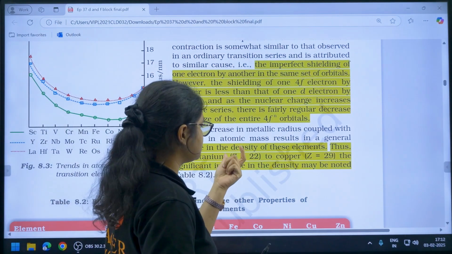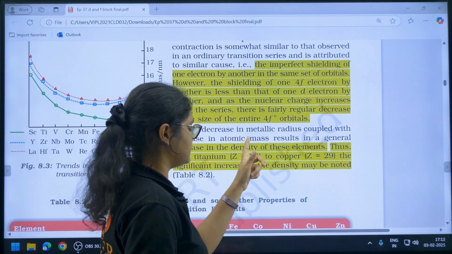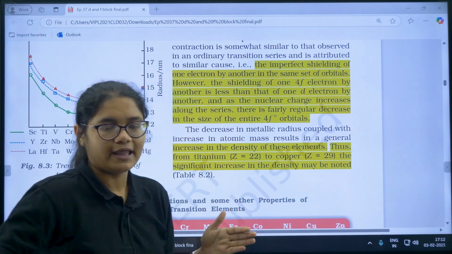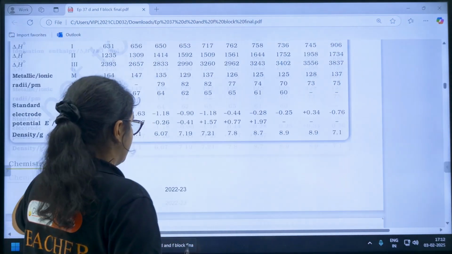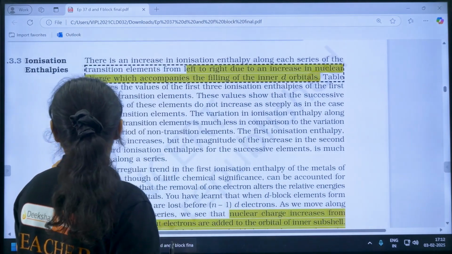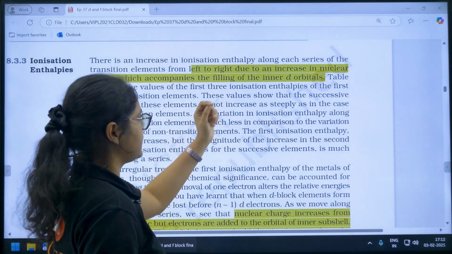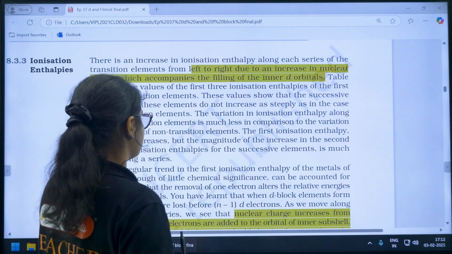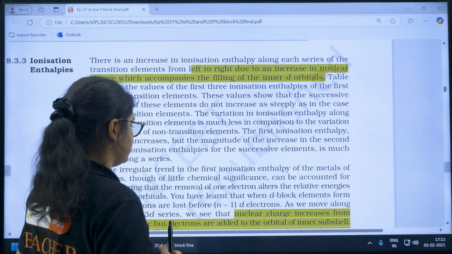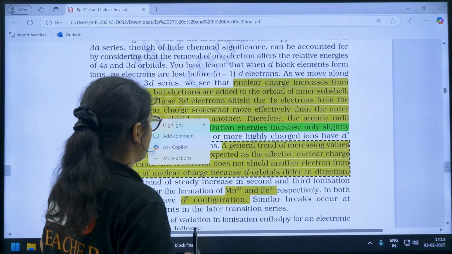Now you can see that because of the increase in mass and decrease in radius, the density of the elements along the period increases. Next, let us see ionization enthalpy, left to right. The ionization enthalpy increases because of the increase in effective nuclear charge. Next we have a question here.